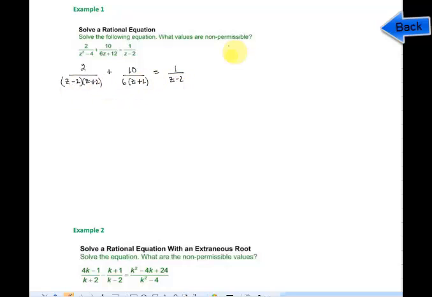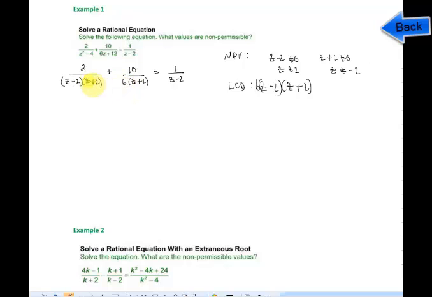Okay, so we can do our non-permissible values right now. All right, we've got z minus 2, which can't be 0, so z can't be 2. We have z plus 2, which can't be 0, so z can't be negative 2. And our LCD, okay, is z minus 2 times z plus 2, and don't forget the 6, okay, because that's part of one of our denominators.